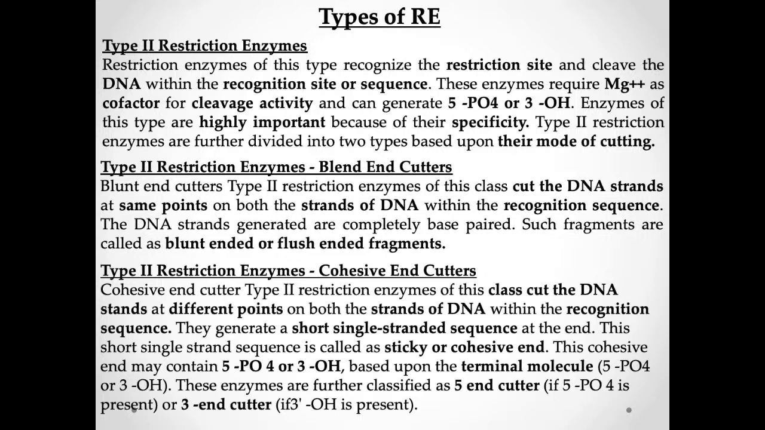The blunt end cutters are the class that cut the DNA strands at the same point on both strands of the DNA. Like they give three nucleotides on the left, three nucleotides on the right, so they give an equal number of nucleotides on both ends. Whereas the cohesive end cutters cut at different points on the strands of the DNA within the recognition sequence. So they generate a short single-stranded sequence at the end. This short single-stranded sequence is called a sticky or cohesive end.